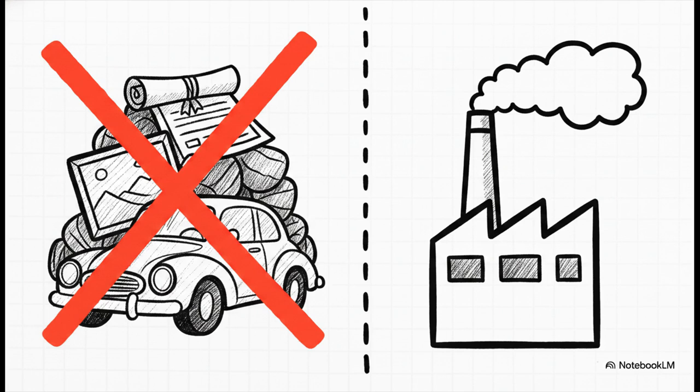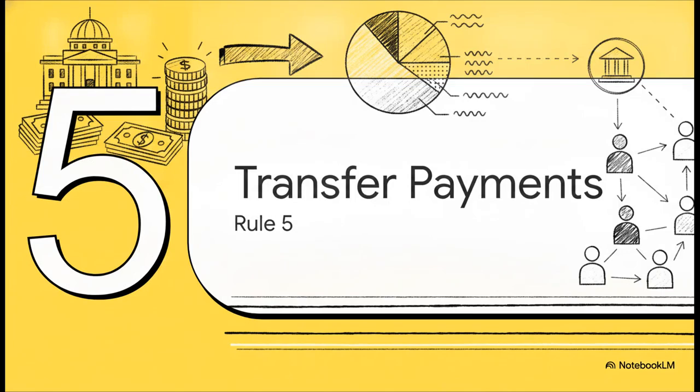That secondhand car was already counted in the national income the year it was originally produced. A stock purchase doesn't magically create a new factory, it just changes who owns a piece of an existing one. These transactions merely shuffle existing wealth. Seriously, remember that phrase for your exams. They merely shuffle existing wealth. They do not stimulate any new physical production in the current year, and therefore they have absolutely no place in our expenditure calculation.